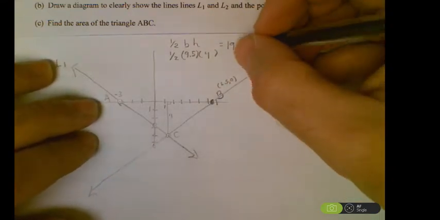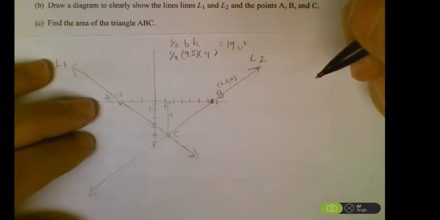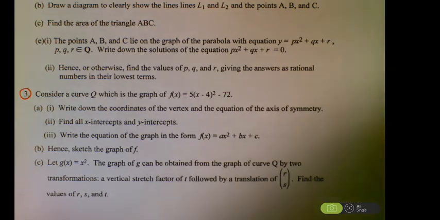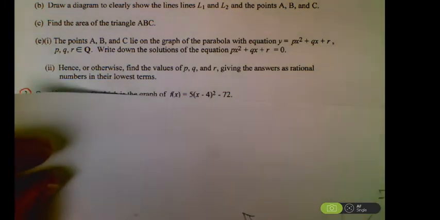Anytime you're doing an IB test question, they always want to see units on that as well. So we'll just call it units squared for this. But that gives us the area of that triangle. So moving on to part E. Yeah, we skipped D. So we're moving on to part E here.